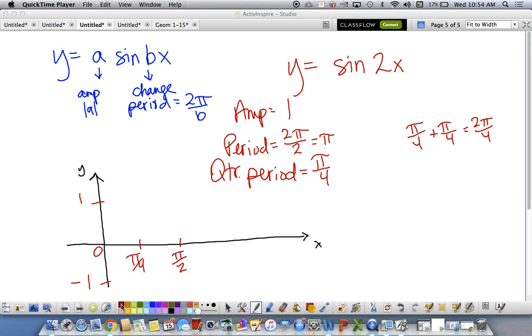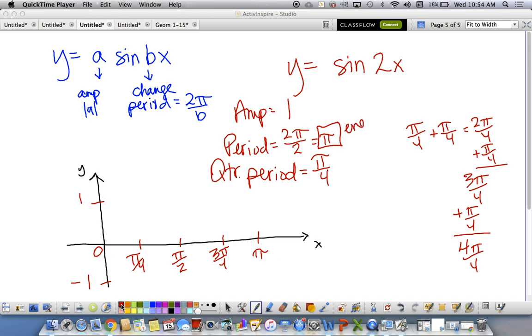Then we'll take that number, this is my next point, and add another quarter period. What's 2 pi over 4 plus pi over 4? 3 pi over 4. Do we have enough points? We need one more. Plus pi over 4. What's 3 pi over 4 plus pi over 4? 4 pi over 4, which is simply pi. We should end at the period. So I put that down first.